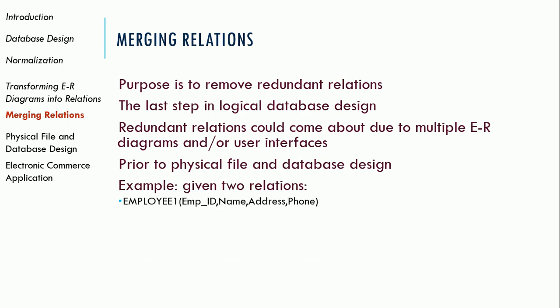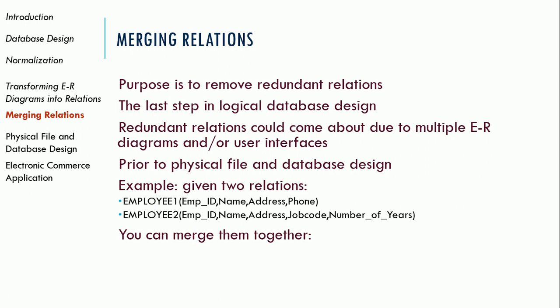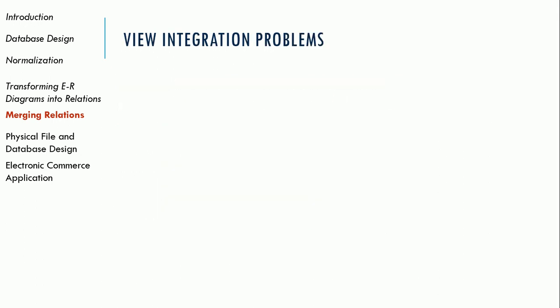Given two relationships like employee 1 and employee 2, you can merge those together and it would look like this, right? I took all the attributes of employee 1 and employee 2, I combined them, and that gives me the employee relation. I don't need to have an employee 1 and an employee 2, right? That's really not important to have two of those. I want to merge those because they're really all one entity in the database.